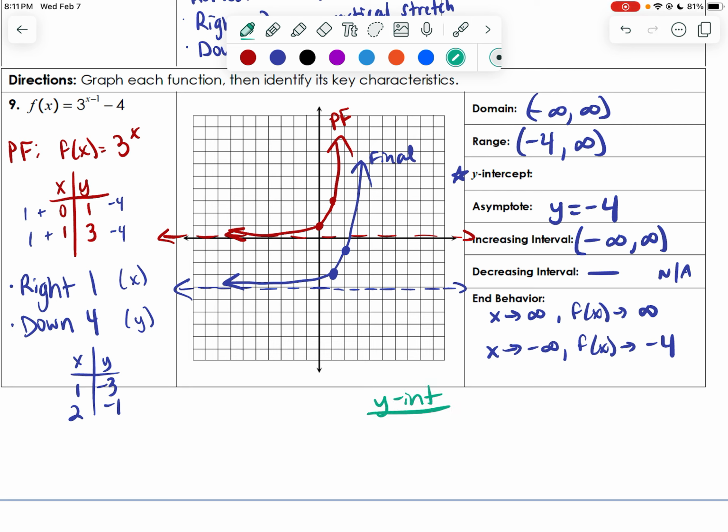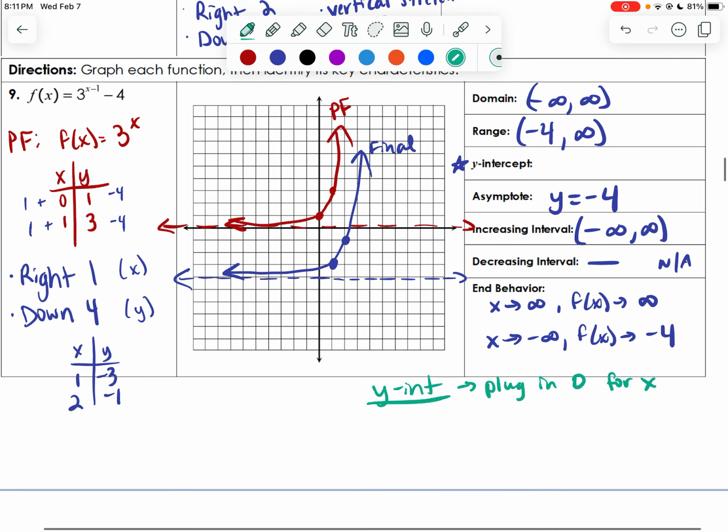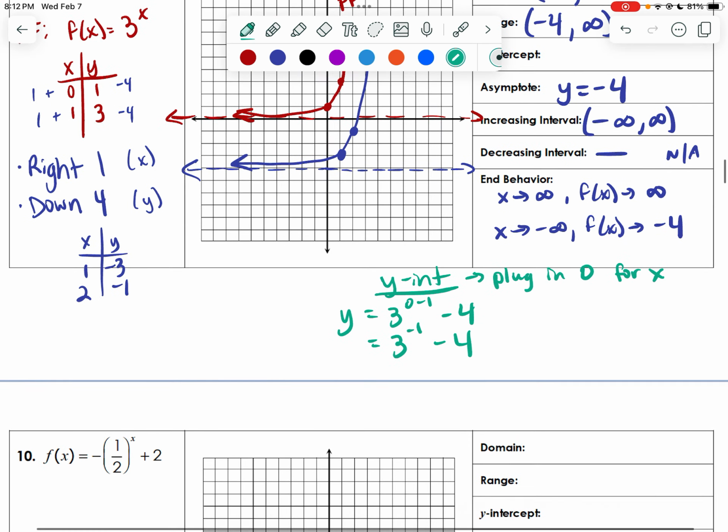So thinking about how you find a y-intercept, really you find that the same exact way for whatever type of function you're dealing with. You always plug in 0 for x, okay? So we have y equals 3 to the 0 minus 1, minus 4. 0 minus 1 is -1. You could do this in a calculator, not too bad though. Remember your exponent rules from Algebra 2. So 3 to the -1 power, that's actually 1 over 3.